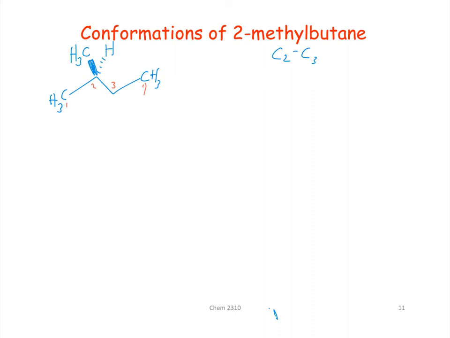Now I want to do a Newman projection looking down this C2, C3 bond. We're going to do just like we did before. We're going to draw the front carbon as our dot, and we have a methyl group going down, and then two more bonds. For the structure that I have drawn, should the methyl group be going to the right or the left? To the right, right?